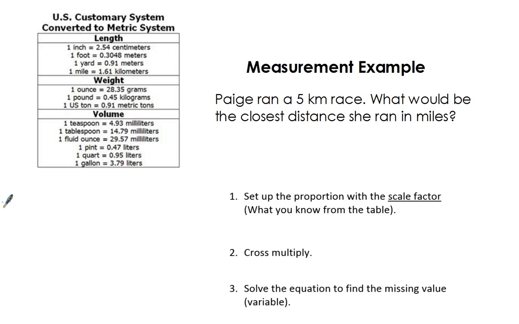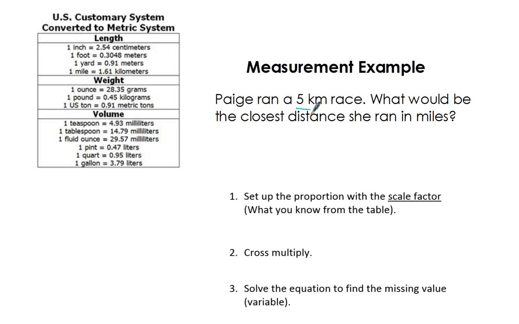Alright, so we're going to apply these same 3 steps in our next example about measurement. So we have this lovely U.S. customary system converted to metric system map over here. So it's telling us these equivalent measurements. 1 inch is equal to 2.54 centimeters, etc. So in this question it says Paige ran a 5-kilometer race. What would be the closest distance she ran in miles?